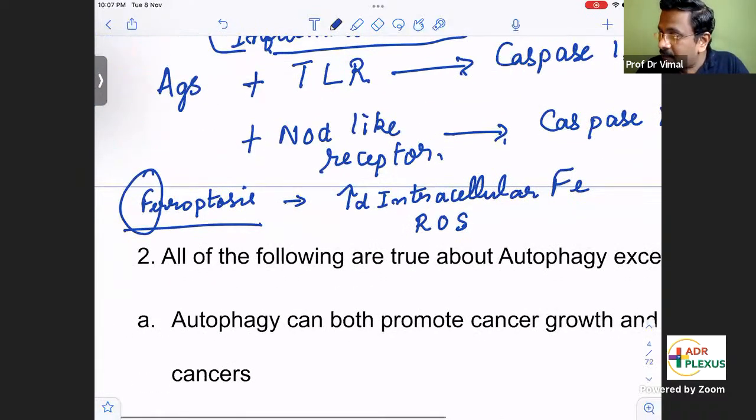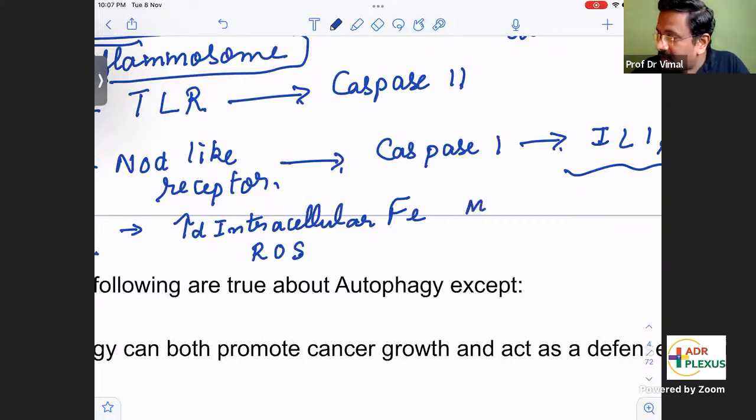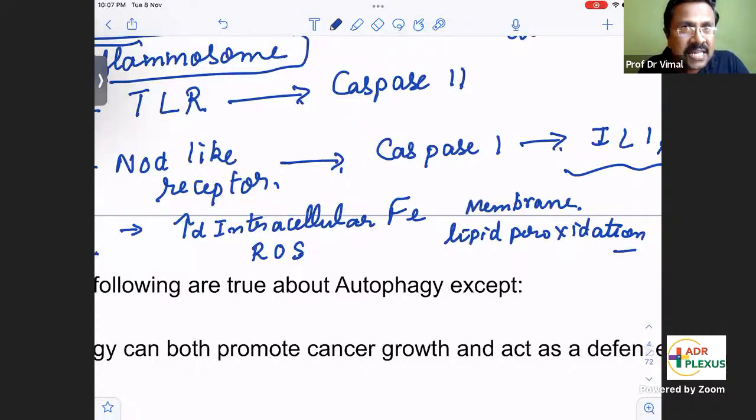So ferroptosis, another important point you have to remember, there will be membrane lipid peroxidation. And also please remember, the stains for apoptosis are Feulgen stain, acridine orange, annexin V. These are all the stains for apoptosis. TUNEL assay for apoptosis. And in agarose gel electrophoresis, apoptotic cells will appear in a stepladder pattern, whereas in necrosis there will be a smearing or smudging pattern.